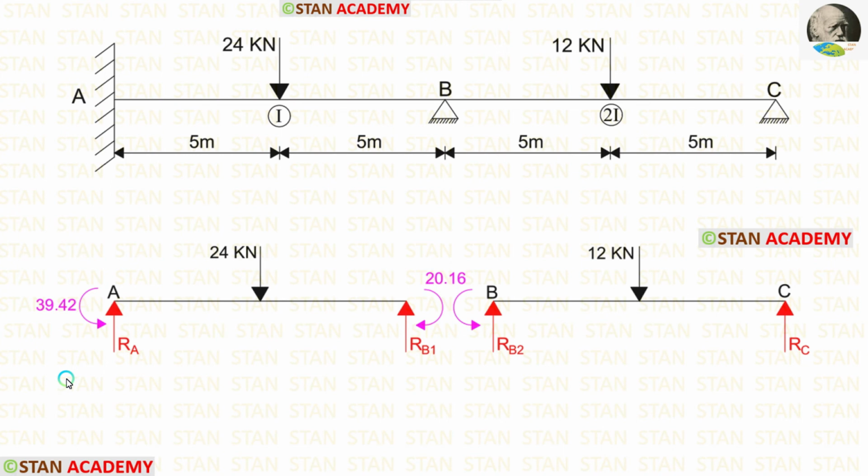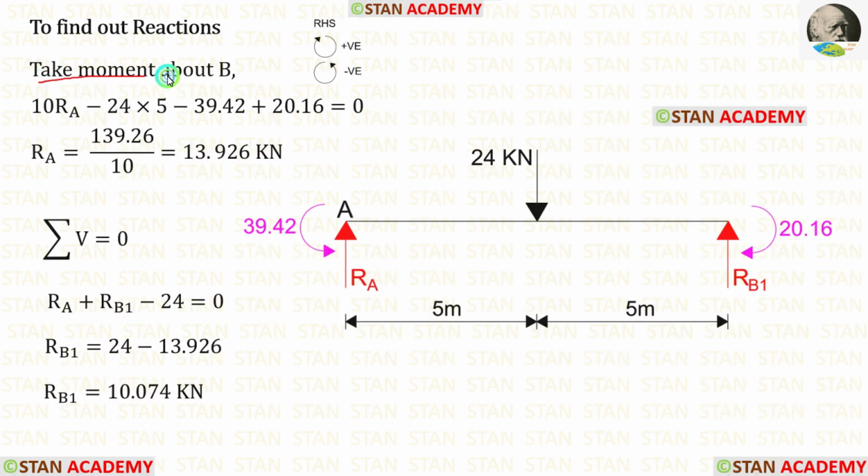Now, we are going to find the reactions. First, let us take the span AB and find the reactions. In the span AB, MA will be acting in the anticlockwise direction and MB will be acting in the clockwise direction. By taking moment about B, we can find out RA. Then we can apply the rule sigma V is equal to 0 and find out RB1.